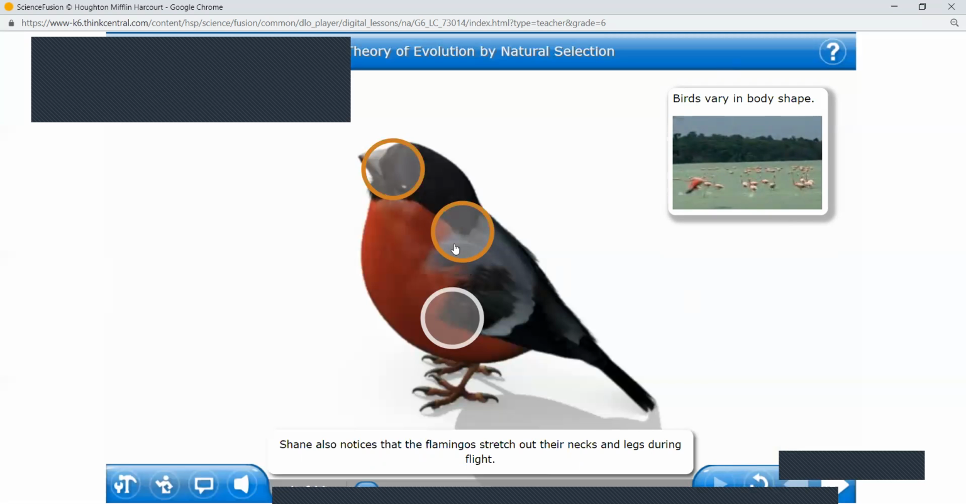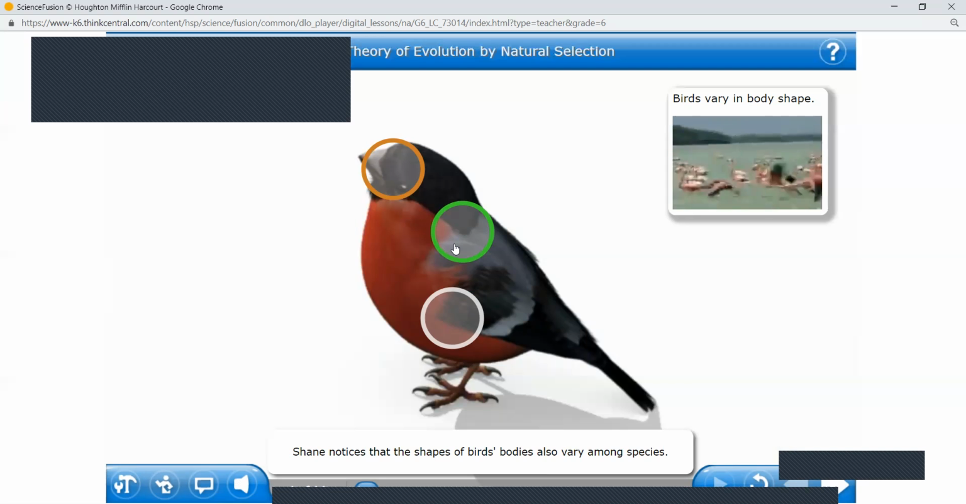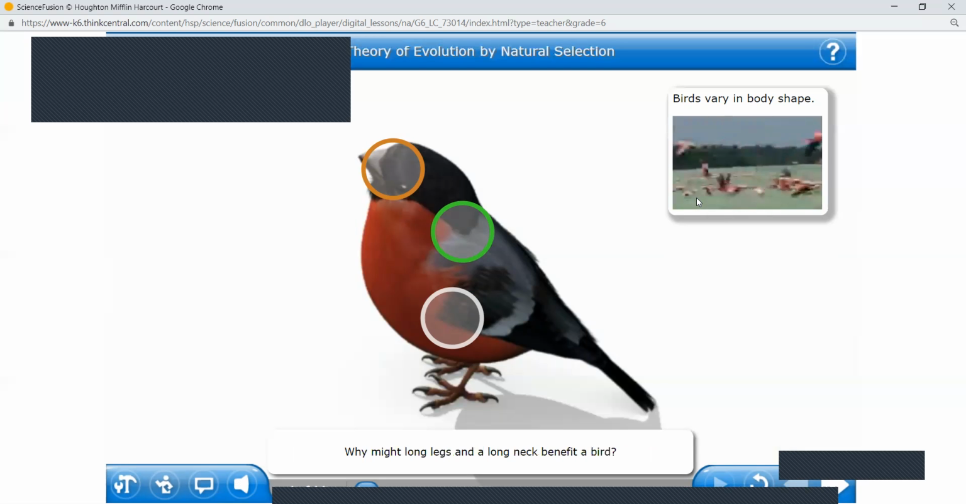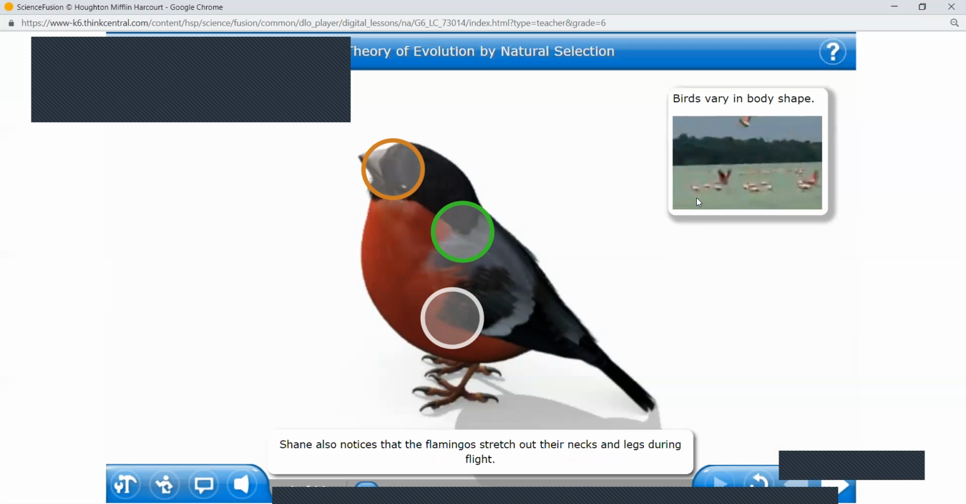Shane notices that the shapes of birds' bodies also vary among species. These flamingos have long legs and long necks. Why might long legs and a long neck benefit a bird? Shane also notices that the flamingos stretch out their necks and legs during flight.